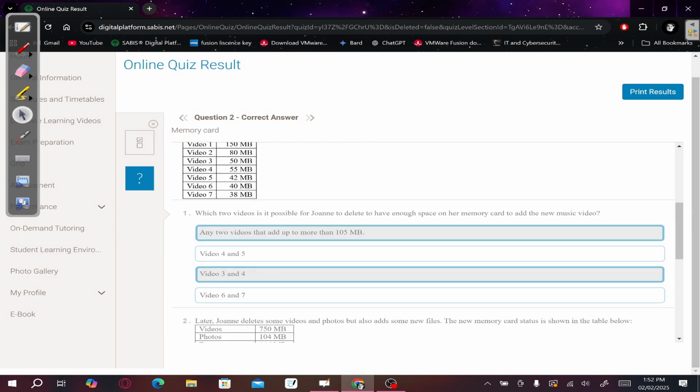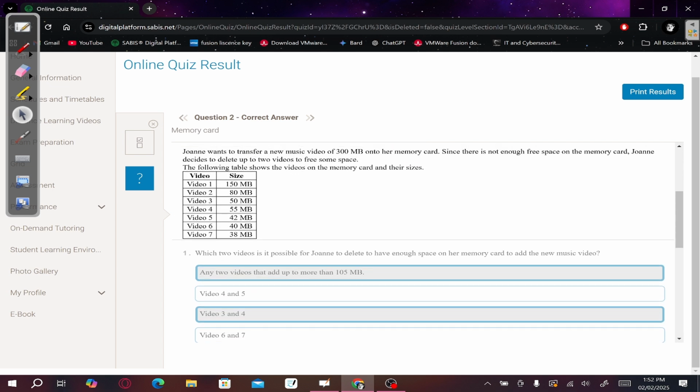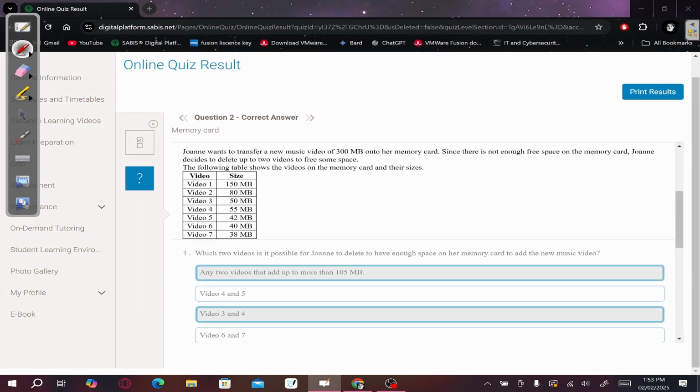Okay, now we're just going to see the rest because there's 2 options: videos 4 and 5. Let's see, video 4 plus video 5, 55 plus 42. Now this is mental math. I think it is 97 megabytes. 97 megabytes is not greater than or equal to 105 megabytes. So this answer is rejected, 4 and 5.